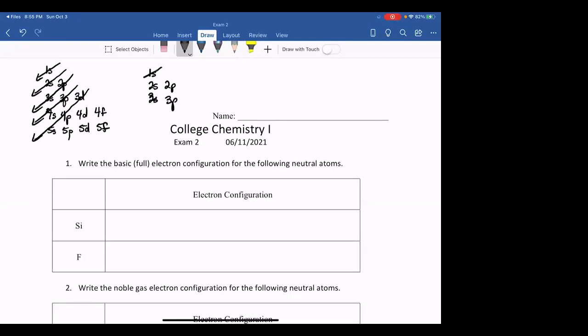So I'd fill the 1s first, which can have a max of 2 electrons. Then I would go to the 2s and fill it next. The max an s can have is 2 electrons. Then I'm going to hit the 2p next, and the max electrons a p can have is 6. Then I'd go to the 3s next. The max is 2, and then I'm to the 3p. Silicon is the second element in the 3p, so it'd be 3p2.